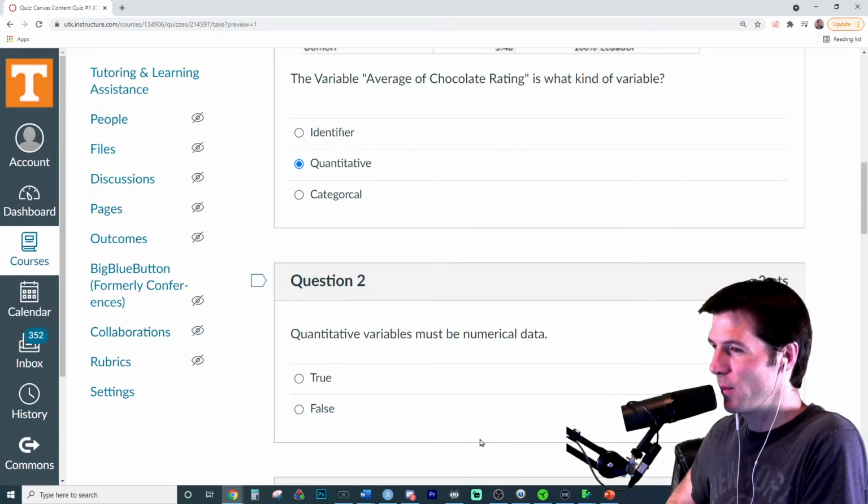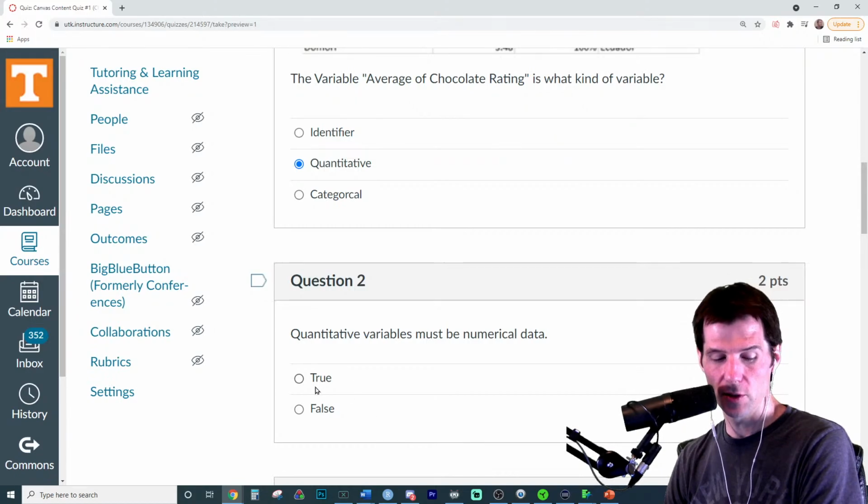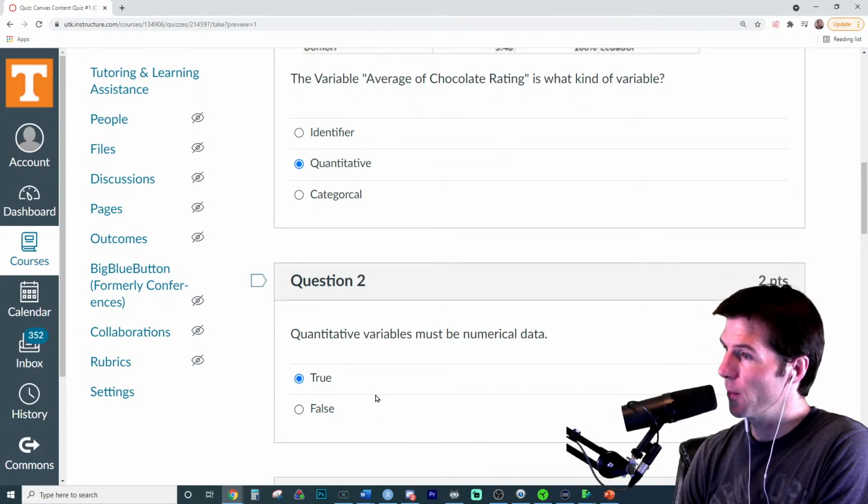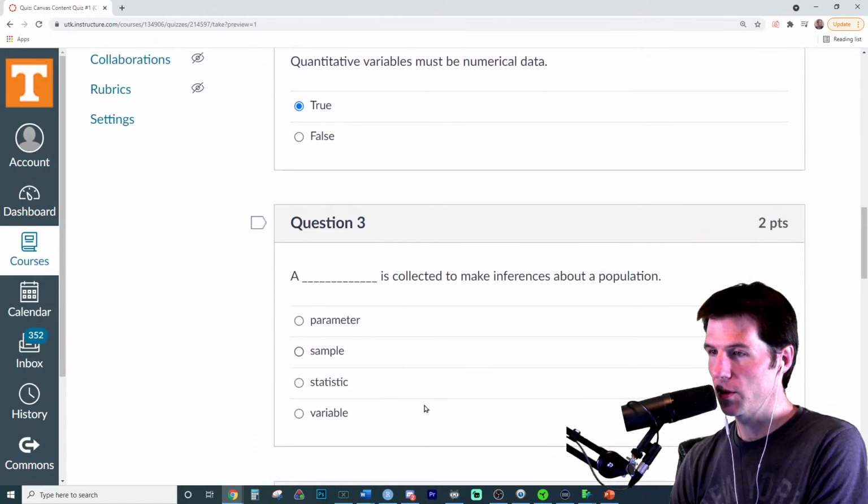Quantitative variables must be numeric. Must they be real numbers? Yes, very true right there. They have to be real numbers because we can do mathematics on them. So they must be real numbers.